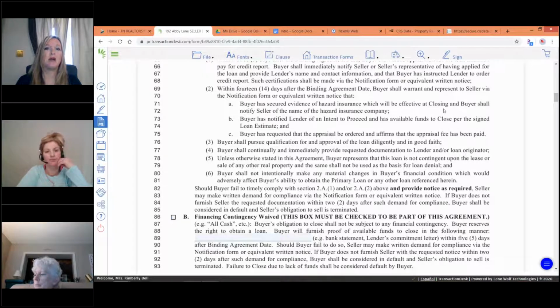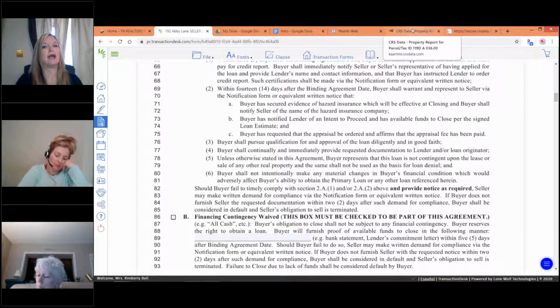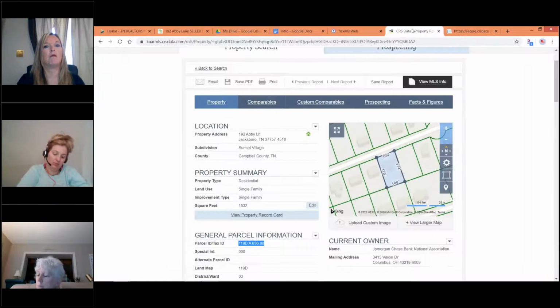Sometimes, go ahead. When you say hazard insurance, is it the same thing as home insurance or is it different? Homeowners insurance. Okay. So homeowners insurance, you also need, maybe it's in a flood zone and maybe you need a rider that you have flood insurance. Maybe you didn't catch it. So the way that you know if something is in a flood zone, we're going to go back over here to the CRS tax data for a minute.